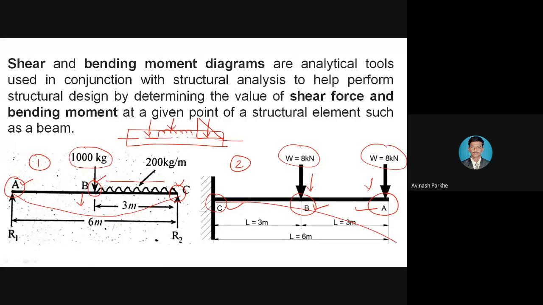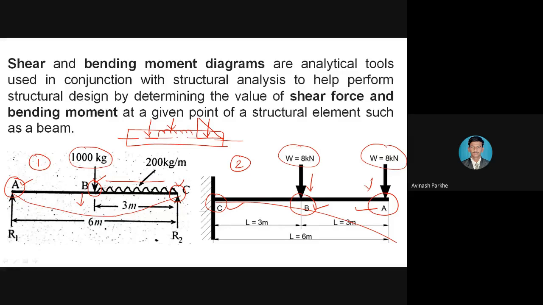Critical point in the sense where shear force is zero, where shear force is maximum. Similarly, where bending moment is zero, where bending moment is maximum. Therefore, in order to avoid such types of difficulties, that theoretical calculation I will represent in the form of diagrams. Those diagrams are called SFD and BMD.